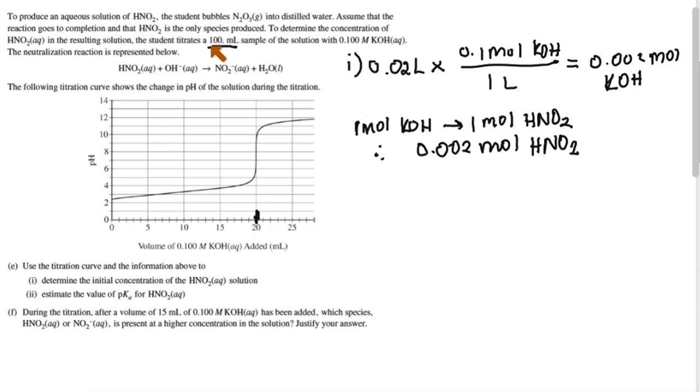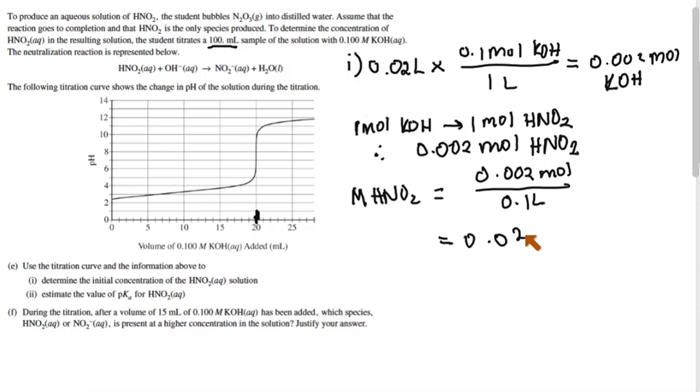So we know that we have a 100 milliliter sample. So our concentration of HNO2 is equal to 0.002 moles over 0.1 liters. And that is equal to 0.02 molars HNO2. So that is our initial concentration.